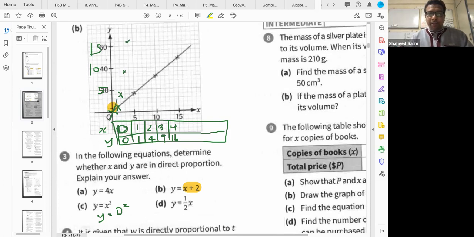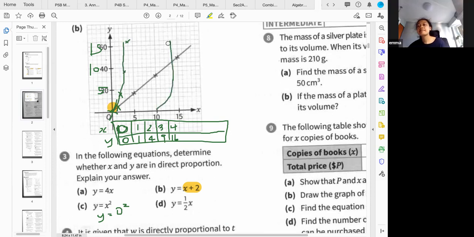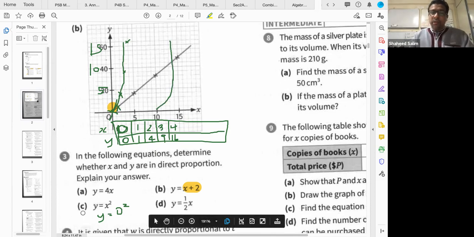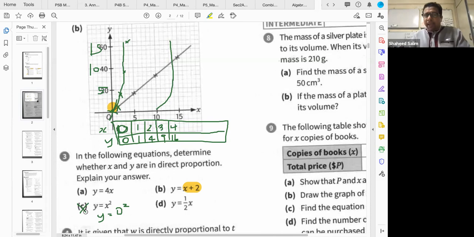Can you see now what type? It's a curve. Can you see? It's curving up. It's a curve like that. So you know, not a straight line. Although it passes through the origin, it is not in direct proportion. Are we okay? Direct proportion must be a straight line passing through the origin.